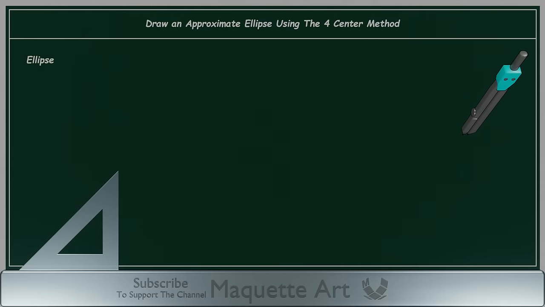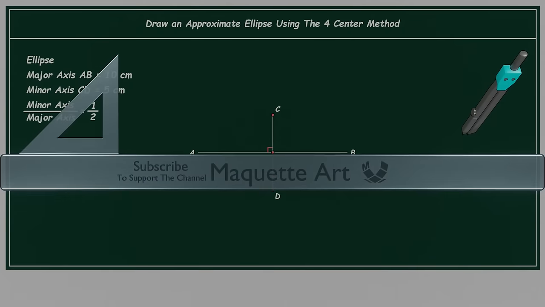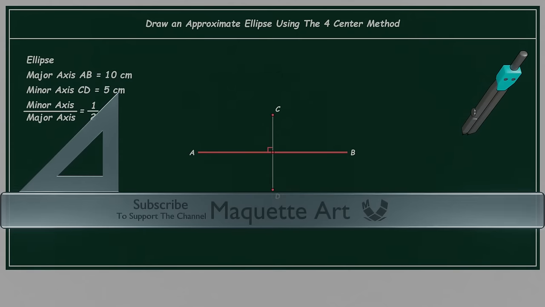Now let's draw an ellipse, with a major axis AB equal to 10 centimeters, and a minor axis CD equal to 5 centimeters. So the ratio between those two axes is 1 over 2. The first step is to draw the major axis of length 10 centimeters. Then in the middle of the major axis, draw the minor axis of length 5 centimeters, perpendicular to the major axis. You can use the T-square and triangle to draw both axes.